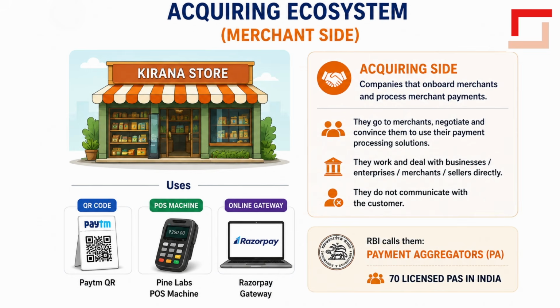Fintechs and banks onboarding merchants on their platform through, say, QR codes, POS machines, and online payment gateways. For example, a Kirana store is using a Paytm QR, a Pine Labs POS machine, and if the store also sells online, has a website, and it is using the Razorpay payment gateway, for instance. So here a customer is paying the seller, which is the merchant, via these options. So the QR company, the POS company, and the online gateway are part of the acquiring side.